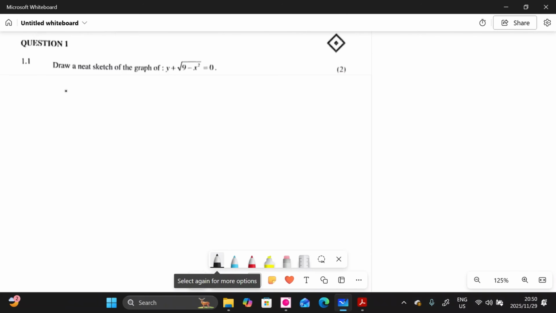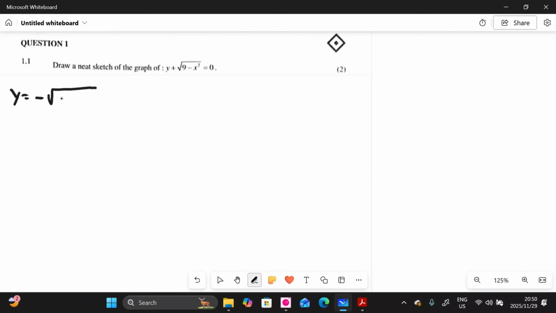So here's our 1.1. The question goes like this: draw a neat sketch of the graph of y plus root 9 minus x squared is equal to 0. Now this graph here, guys, is actually the semicircle graph, just in case you know. So what we have to do here is make y the subject of the formula. We say y is equal to, if you transpose all of this to the right hand side, negative root 9 minus x squared.